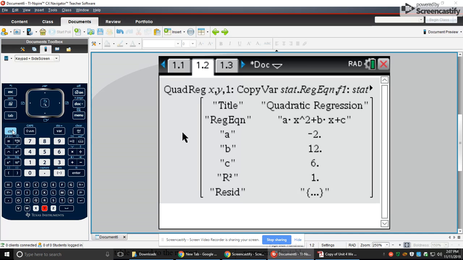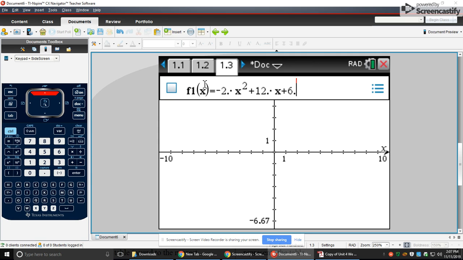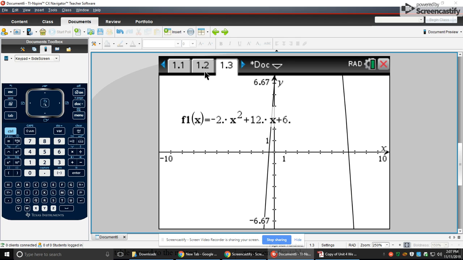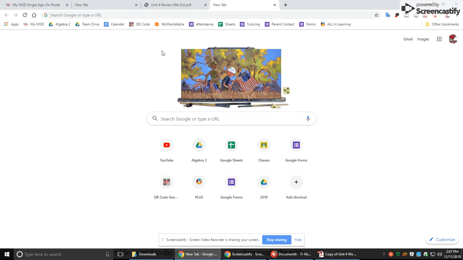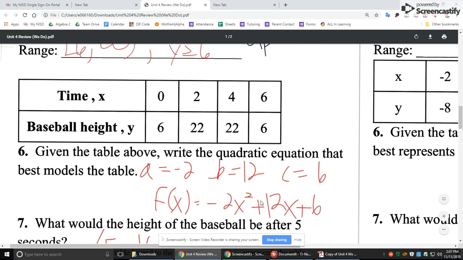And to link it, I go Control Doc 2, and then you just press up and enter to look at the graph. But just getting the a, b, and c alone gives me my function, negative 2x squared plus 12x plus 6. So that's what I have written down right there, negative 2x squared plus 12x plus 6.